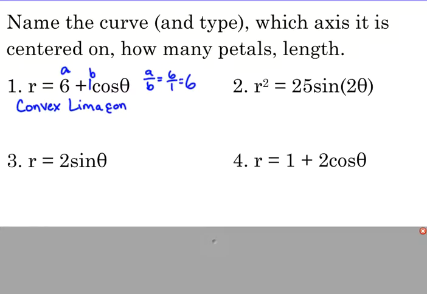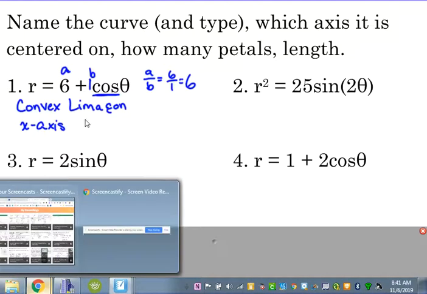Okay, which axis is it centered on? It has cosine, so it's centered on the x-axis. It doesn't have petals because it's not a rose curve and it's not a lemniscate, so we can't talk about the length there. Now, we could, of course, graph this. We could graph 6 plus cosine theta.